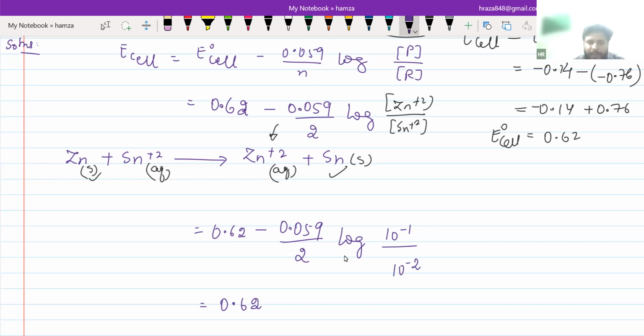0.62 minus 0.059 upon 2, and when this denominator goes to the numerator, it will be positive and it will be equal to 10. And now log 10 has a value 1. Now you can easily solve it. 0.62 minus, I am going to round it off, it will be almost 0.06 upon 2.